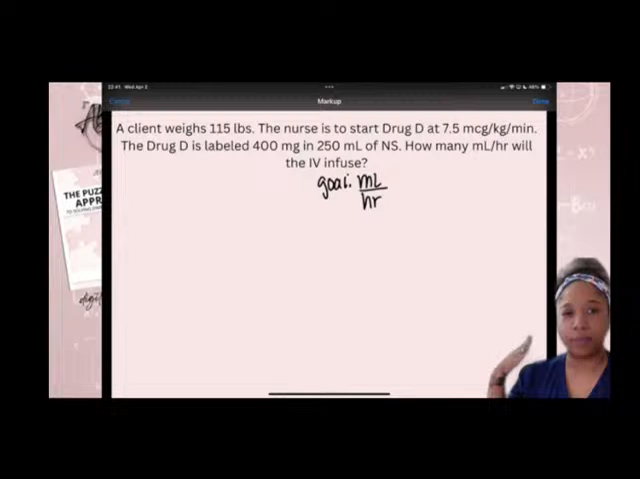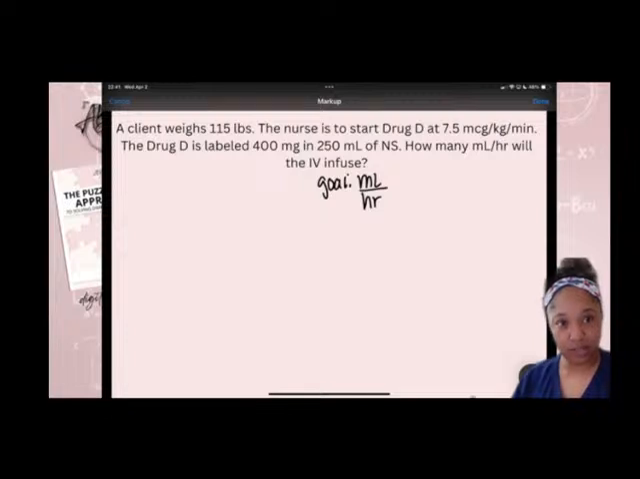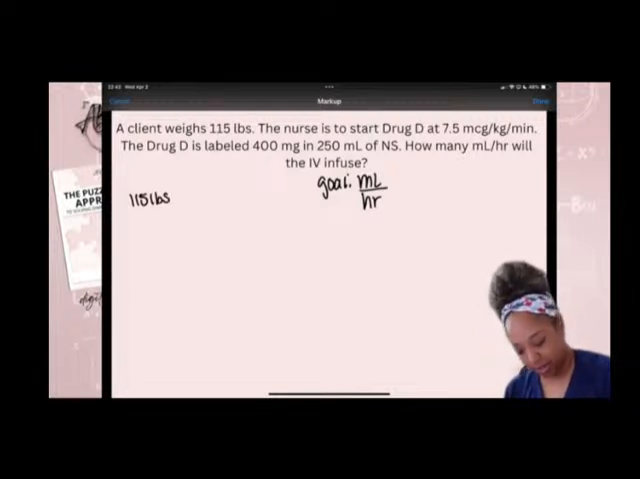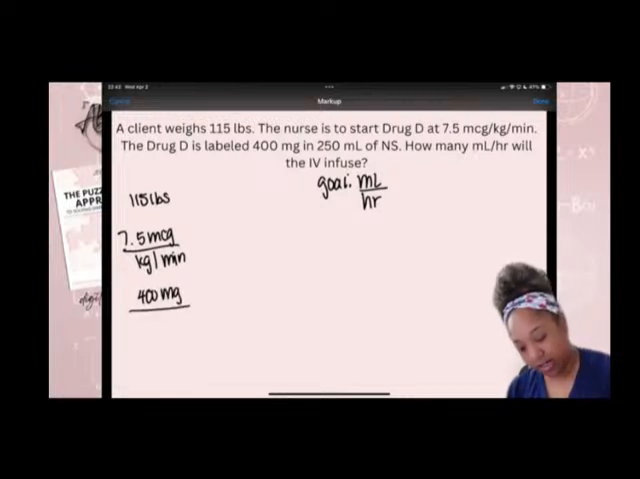So, remember I said something about weight in that last problem? How this is a weight-based problem? Yeah. So we need 3 P's. So our patient's weight is 115 pounds. 7.5 mics per kilogram per minute is our order. That's our prescribed amount that we want. And then our product, which is drug D, is 400 milligrams and 250 mLs.